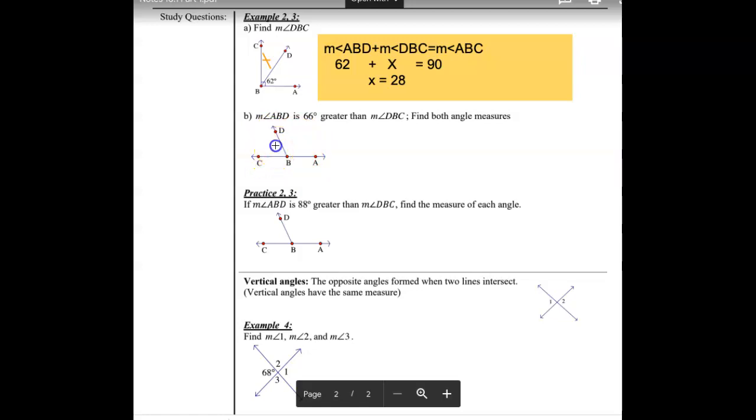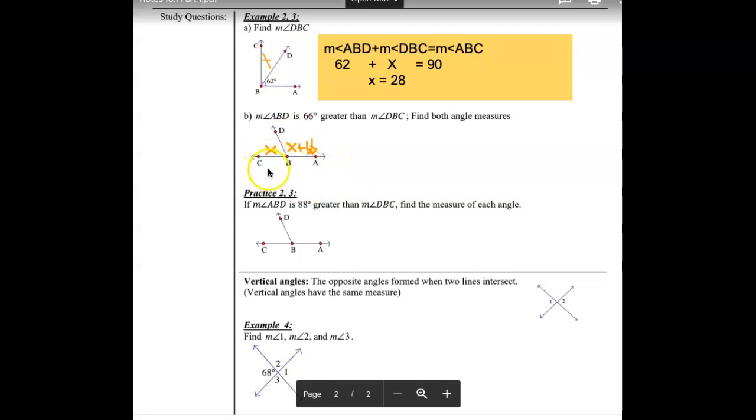ABD is 66 greater than DBC. So I'm going to call DBC X. And then ABD is 66 greater than X, or greater than DBC. Since I have some information relating these angles, I can call it X plus 66. Again, this one's X and this one's 66 greater, so X plus 66.